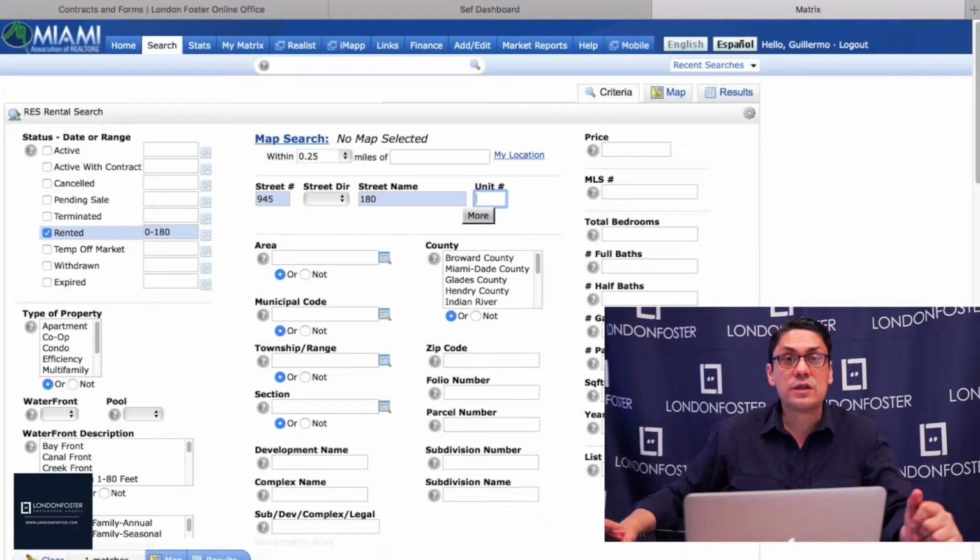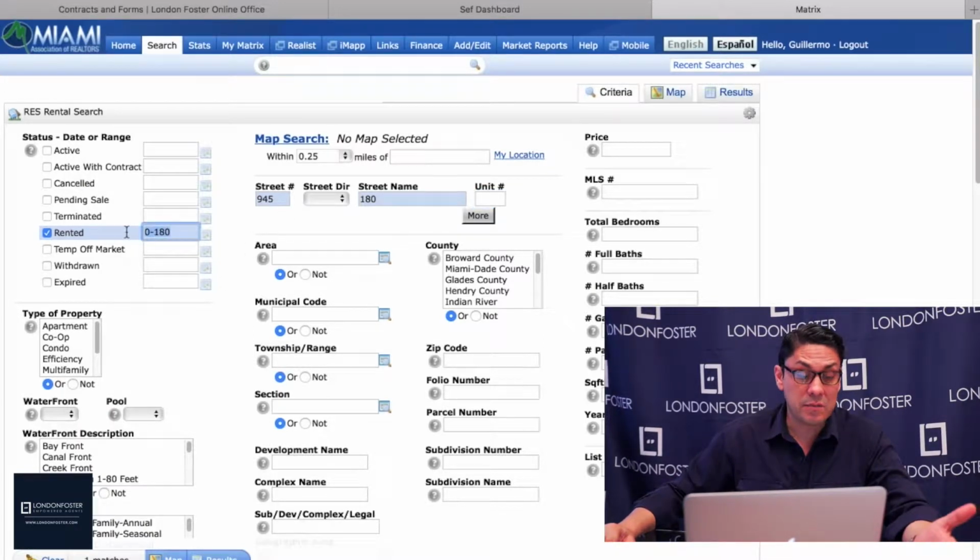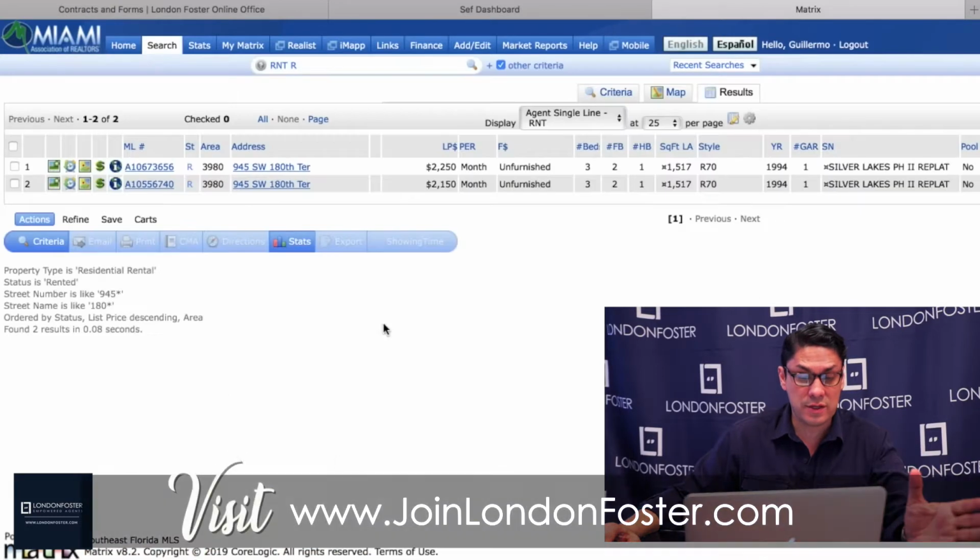So we would click out the active, maybe look up the rented, and we're going to type in the address. Okay, and if I know that the house number is 945 and that it is 180th Terrace that I'm interested in, then I can look up in the past rentals. Here I just took out all the dates, so I'll know that there are 2 rentals that match this criteria. It happens to be the same exact property that I rented out in the past.